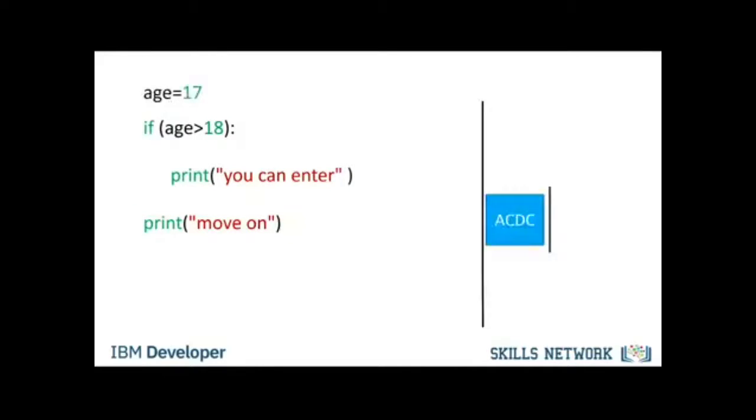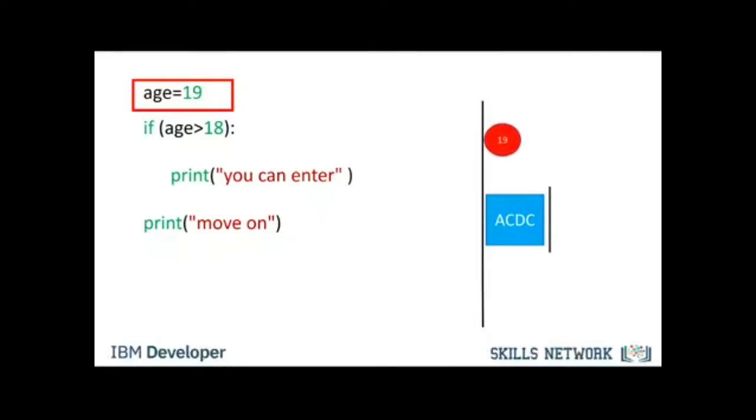For the case where the age is 17, we set the value of the variable age to 17. We check the if statement. The statement is false. Therefore, the program will not execute the statement to print "you will enter." In this case, it will just print "move on."